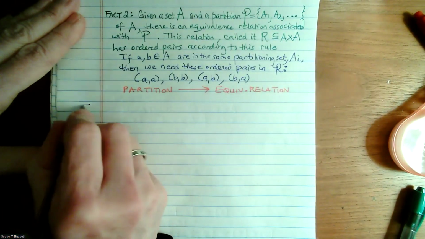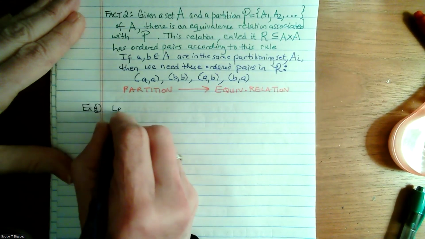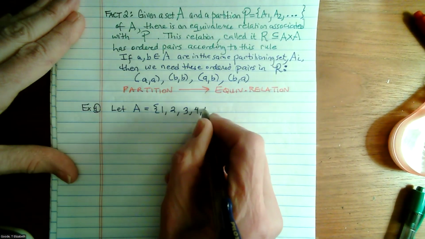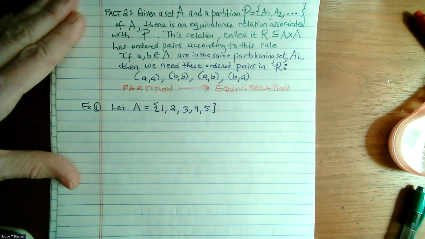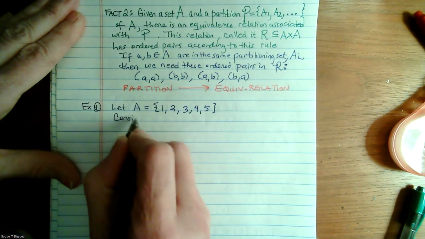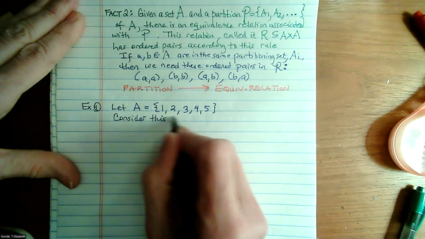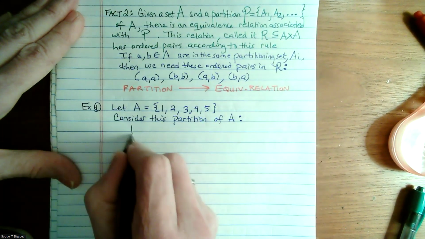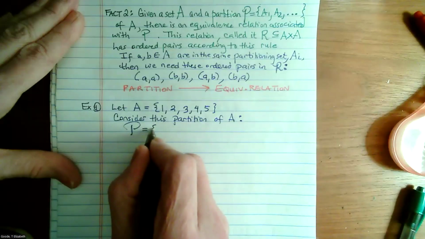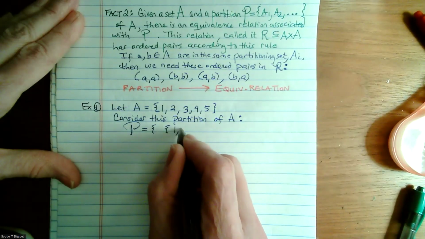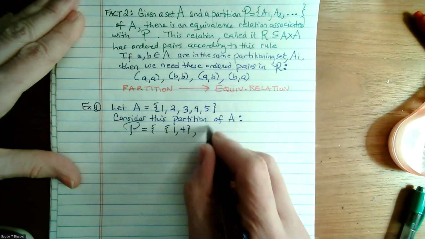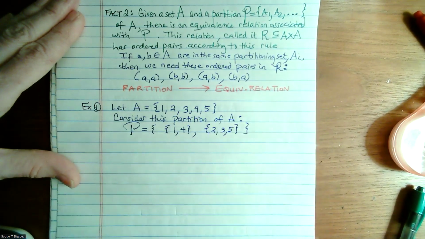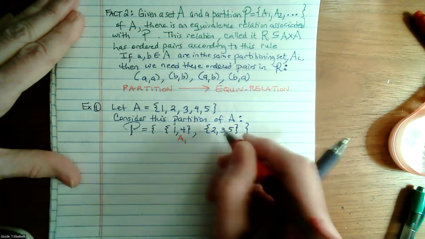All right, here we go. Example 4. Let's let A be the set that contains, I'm not going to make it so big this time, let's say 1, 2, 3, 4, and 5. Okay, because this is going to take some time. Consider this partition of A. So we're going to be given the partition. The partition curly P is equal to, well, the first set has 1 and 4 in it. And the second set has 2, 3, and 5 in it. So it only has 2 partitioning sets. If you wanted to, you could call this one A1 and you could call this one A2.